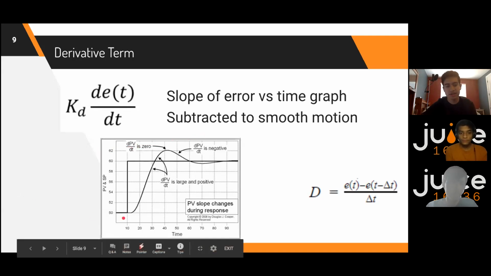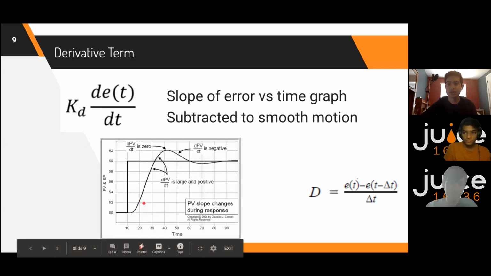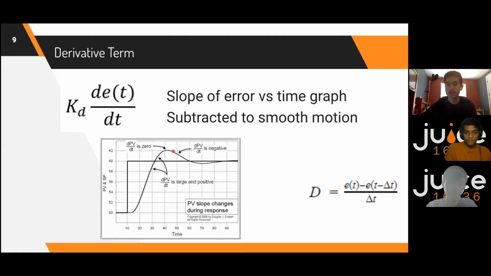As you can see in the graph down below, when you're moving up quickly, or when your speed is increasing quickly, the derivative or the slope is very large. Meaning if you subtract the slope, the power will be smaller. And the same goes the other way for negative, when your slope is negative, when your power is decreasing rapidly. The main point of this is just to smooth out your motion so that you have less error in the motion.